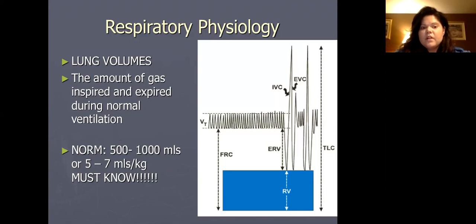Lung volumes: gas inspired and expired during normal ventilation. That's going to be your tidal volume. A must know about that volume, because this has everything to do with what we do when we take over somebody's airway and determine how much volume we need to give them to adequately fill their lungs. So normal is 500 to 1,000 mils or 5 to 7 mils per kilo. We must remember that. That's very, very important.